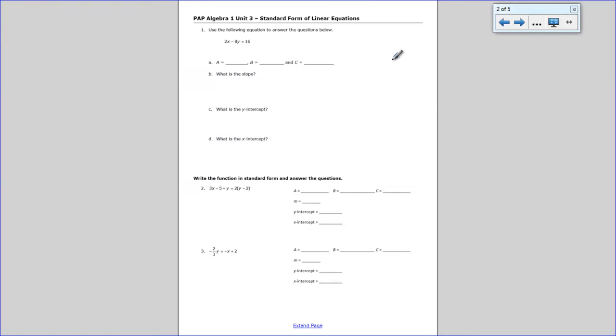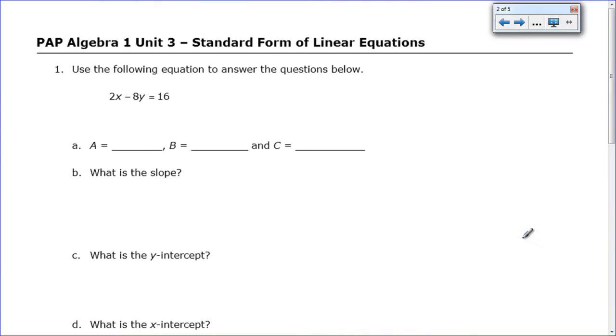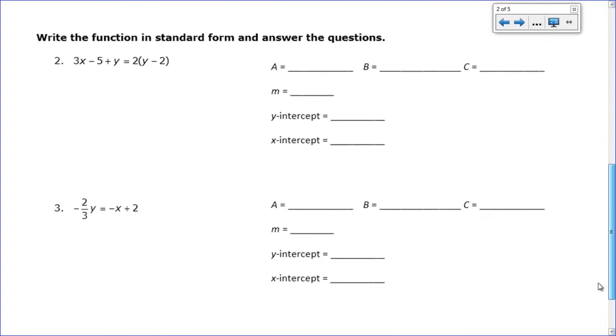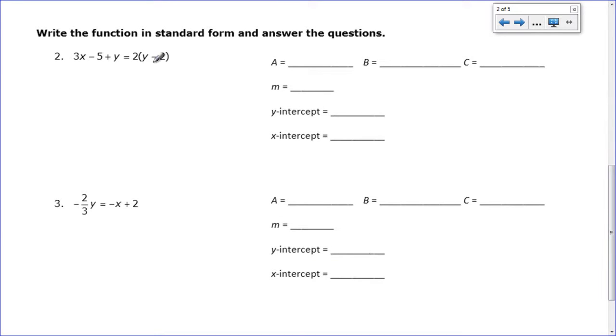Now let's finish up with these standard form notes that I just cut off on the video the other day. We'll start right here with this number 2. The first thing it says is to write this function in standard form and then answer the question. So we need the x and y on one side and the constants on the other. Step 1, get rid of these parentheses.